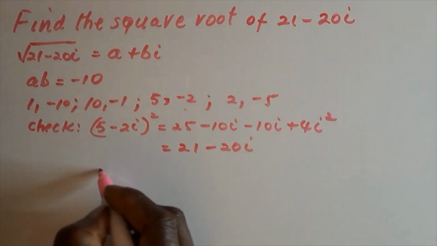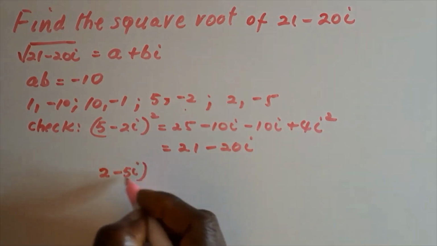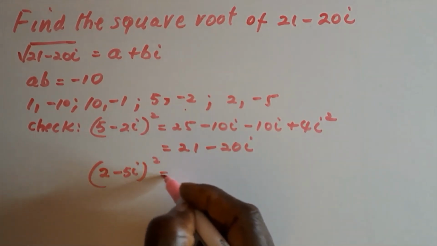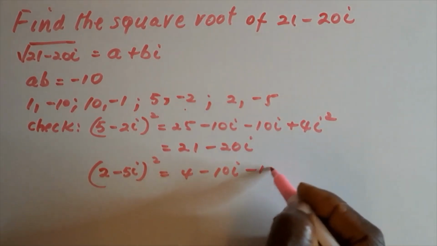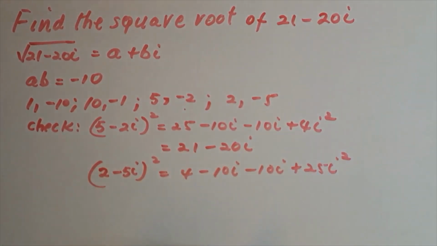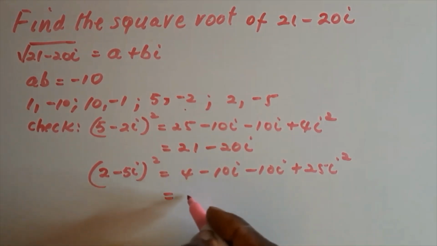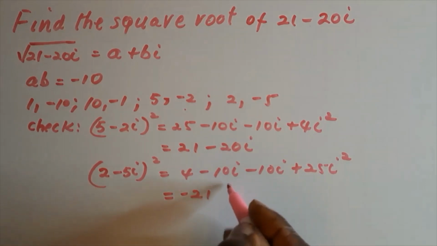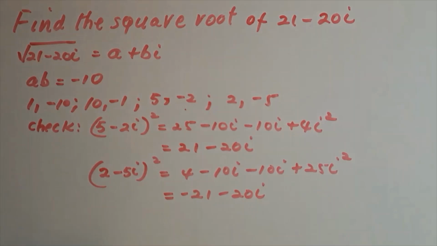And next we'll check 2 and negative 5. So that's 2 minus 5i squared. And this will give us 4 minus 10i minus 10i add 25i squared. i squared is minus 1, so this becomes minus 25. Add that to 4 will give us negative 21. And we have minus 20i. We can write this as minus 21 add 20i.